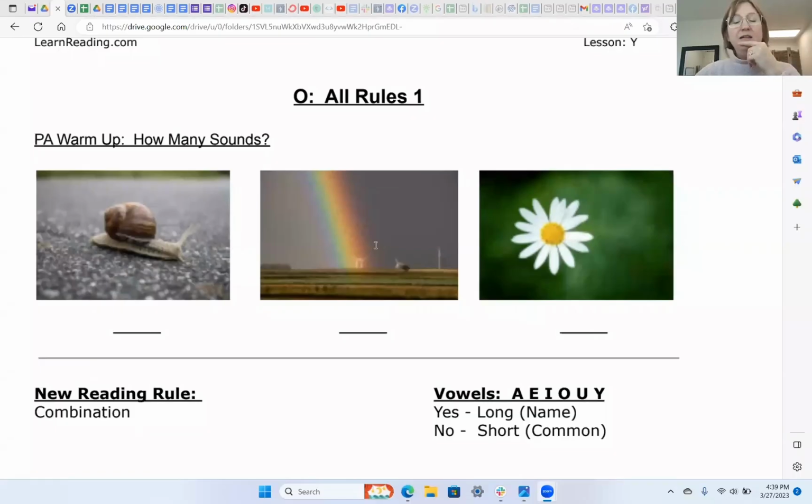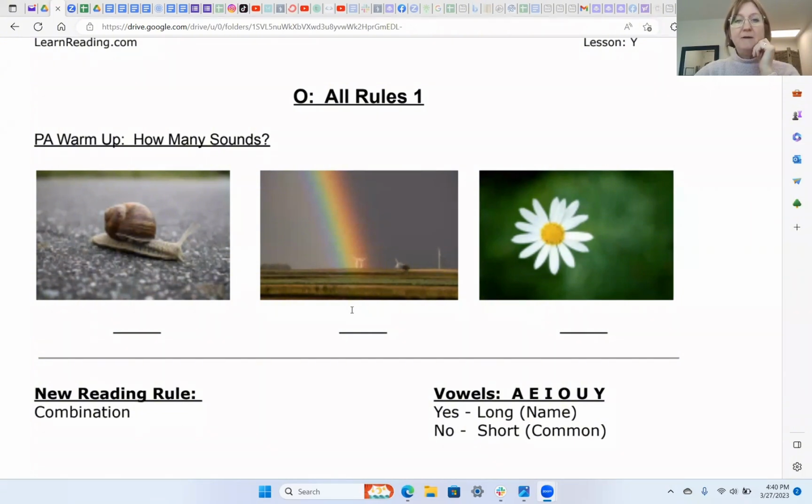Okay, how many sounds in rainbow? There's only one quick sound, so make sure you listen carefully for that quick sound right in the middle. Rainbow. Getting lots of 5s, some 4s.